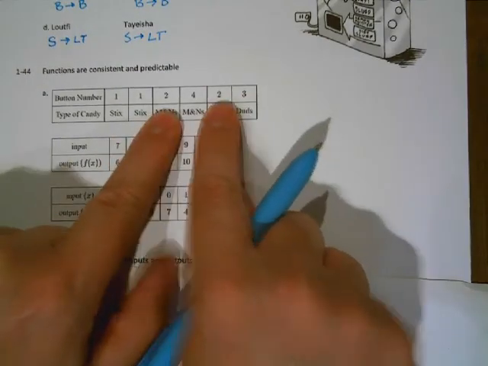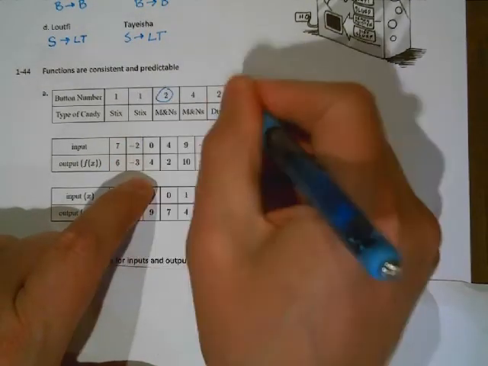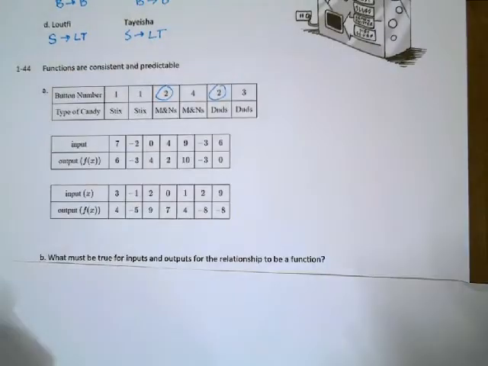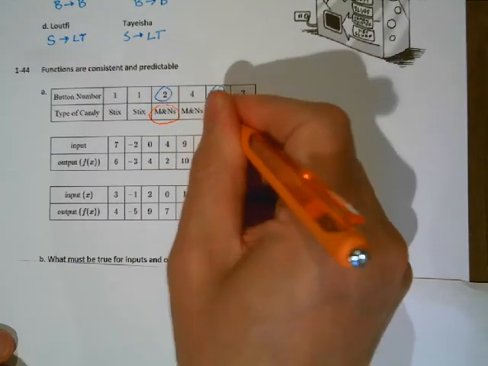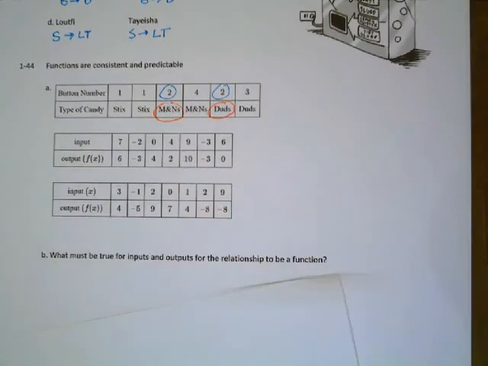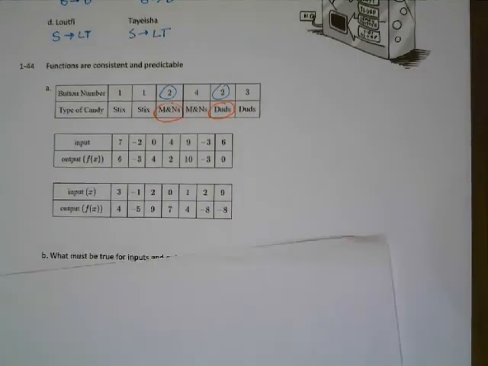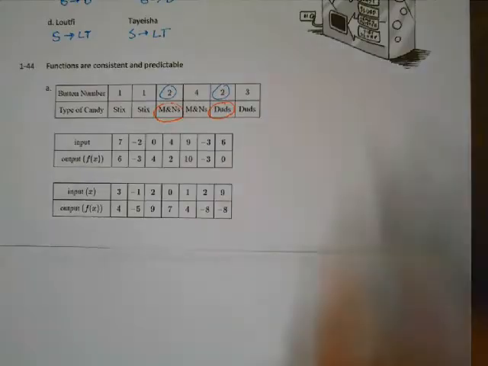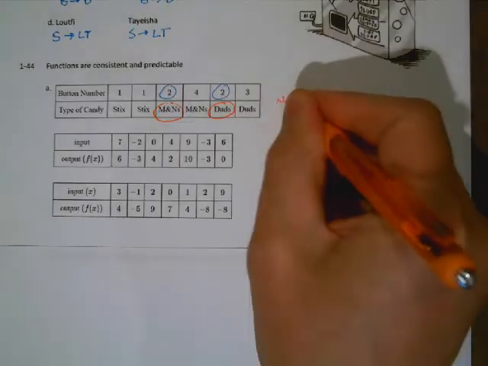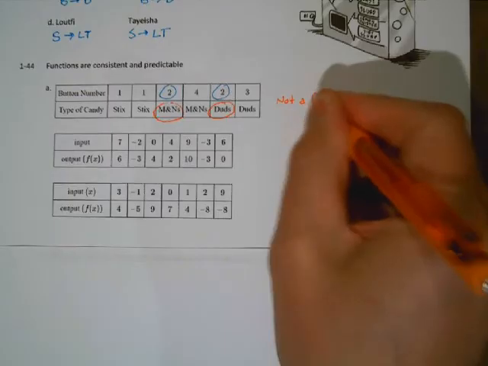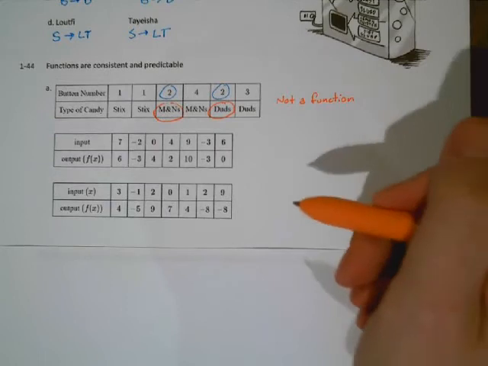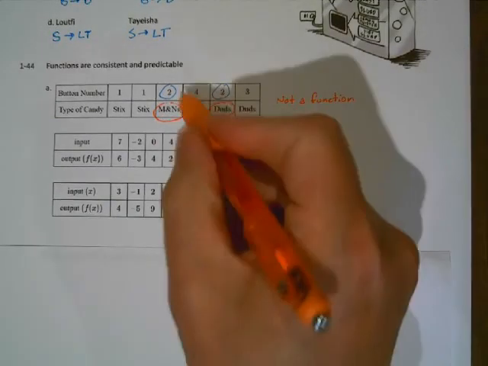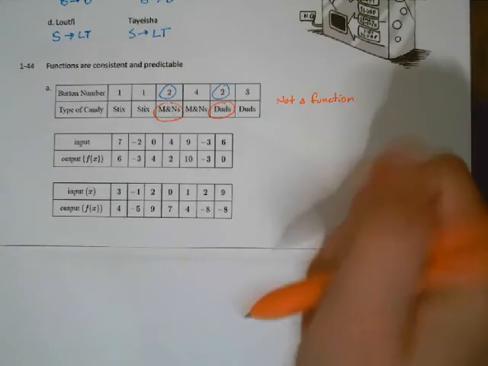But here I've got 2 situations where I press 2. And the problem is I got 2 different results. So when you press a 2, who knows what's going to happen? It's helter-skelter. It's all over the place. You don't know what's going to happen. So is this a function? And we would say, not a function. Because pressing 2 does not give us a predictable result. It gives us 2 different results when we press 2.